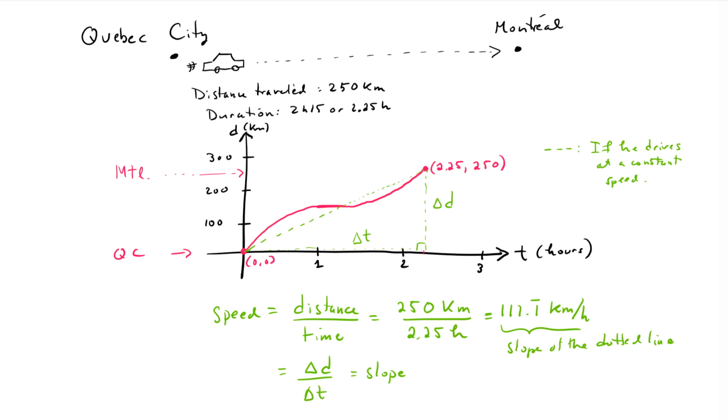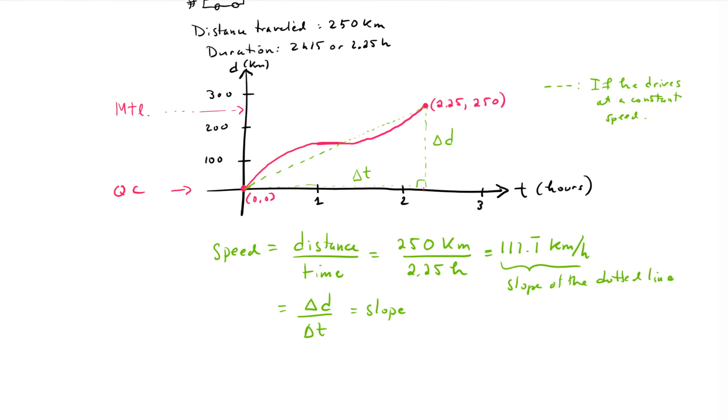Now this speed also corresponds, if we look at the red trajectory, to the average speed of the driver. So no matter how he gets from Quebec City to Montreal, if he drives 250 kilometers during 2.25 hours, his average speed is going to be the same no matter how he gets there. So we're going to write this. This is the average speed of the driver.